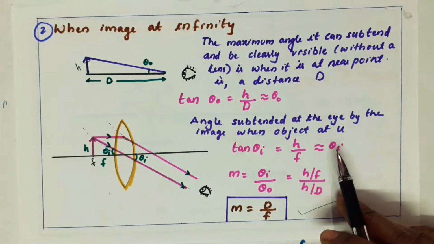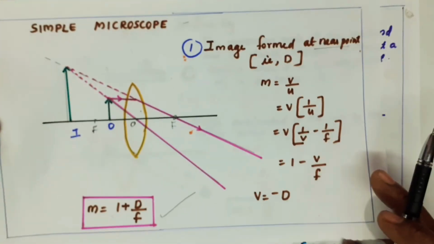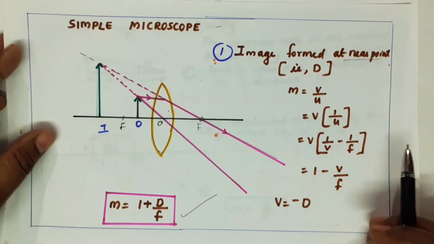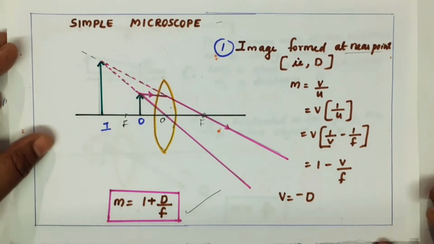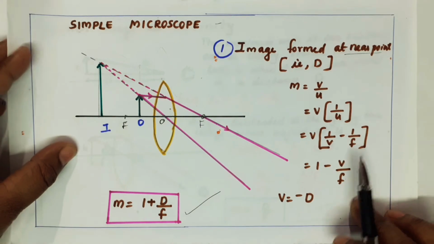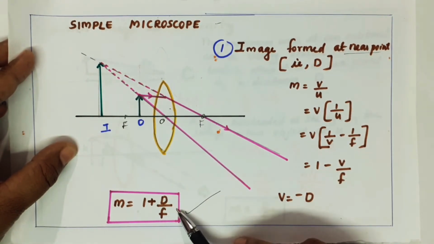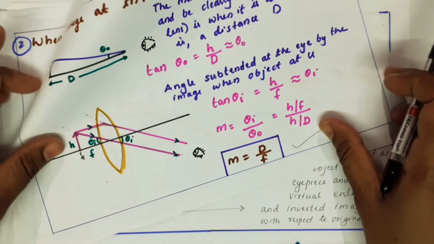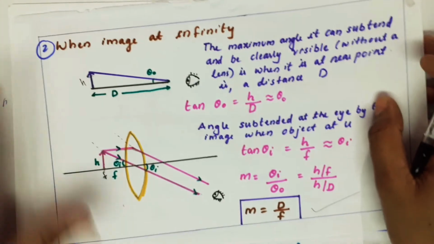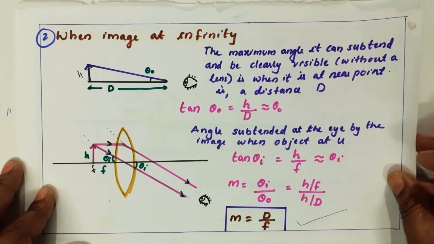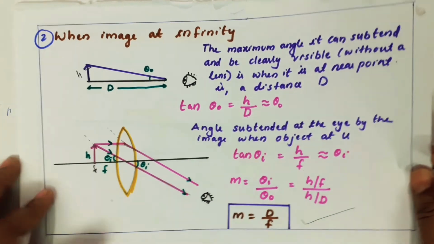What I discussed just now is a simple microscope. It is a reading lens. We use a convex lens. In the first case, the condition given is that your image is formed at the near point. Then your magnification is 1 plus d by f. If the image is formed at infinity, your magnification is d by f. Okay, I feel all the diagrams are clear.